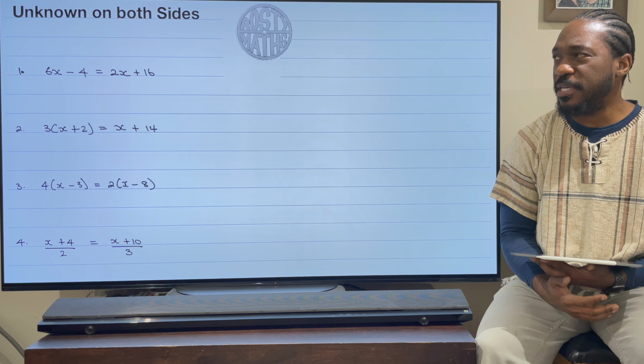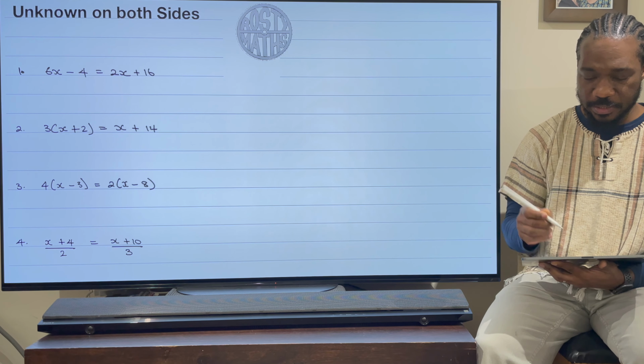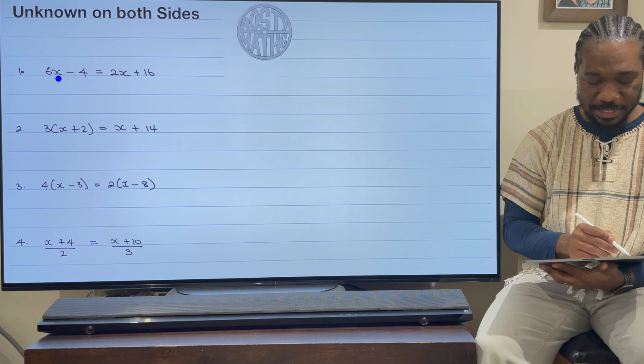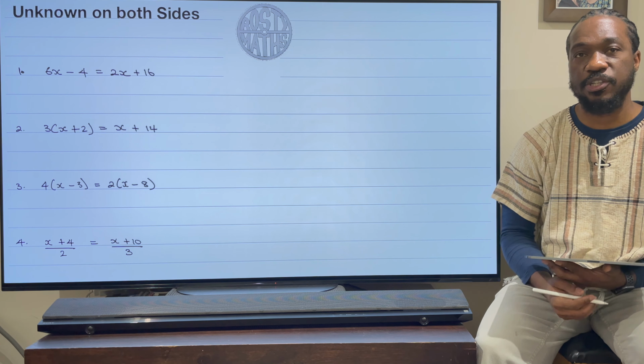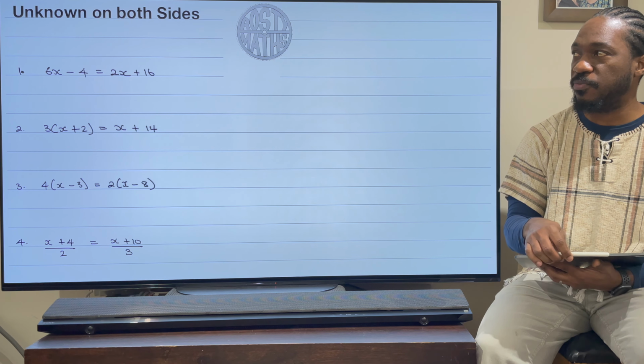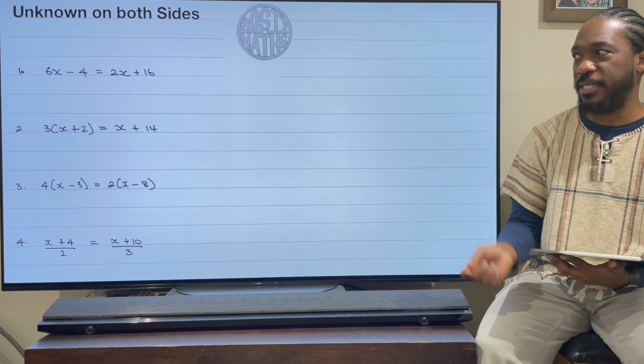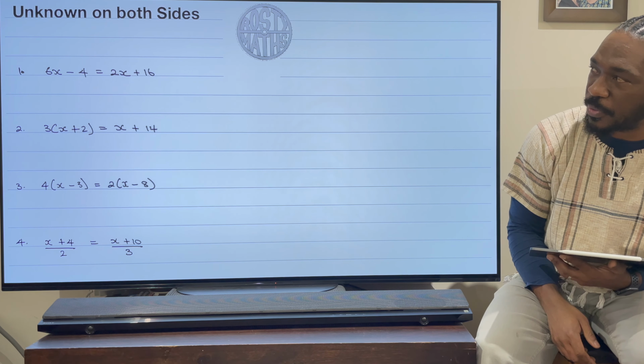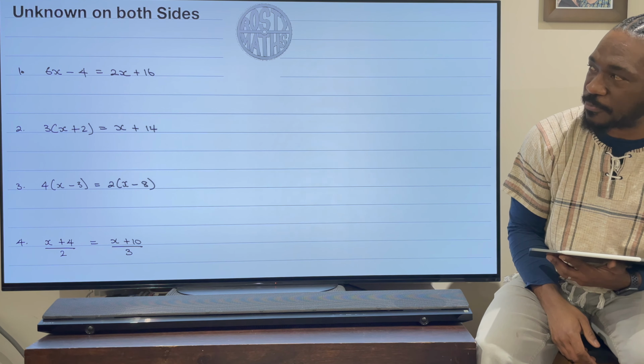Alright, what do we mean when we say there are unknowns on both sides? Well, what we mean by that is that you have x's on both sides of your equation. Everything we have done so far, the x has only been on one side, okay? So now we're going to have it on both sides. We've got 4 quick questions that we're going to whiz through, and hopefully you're going to pick up something new.